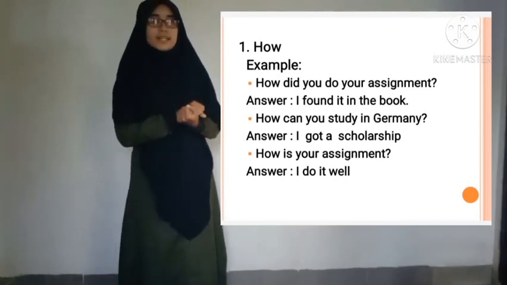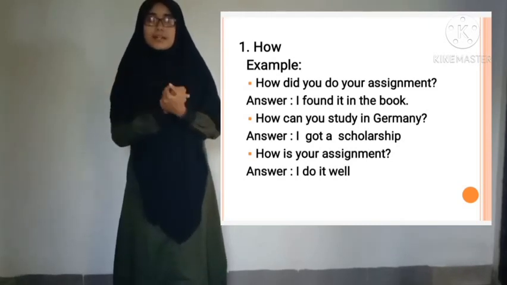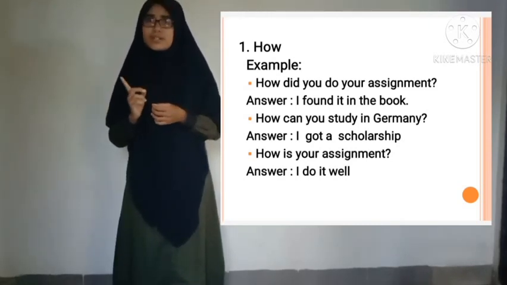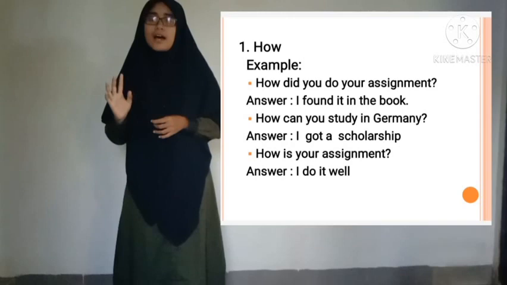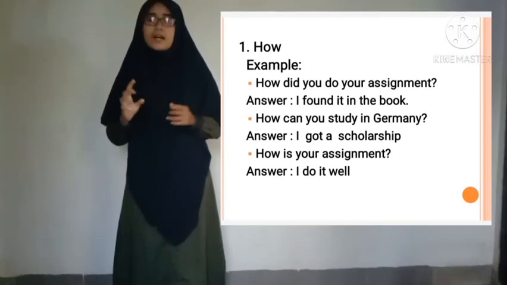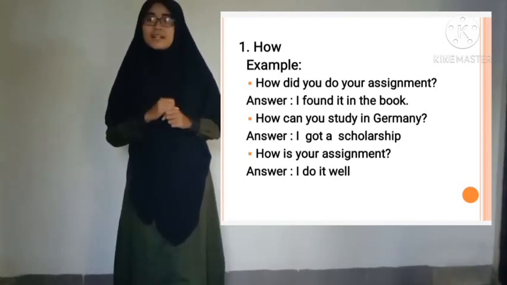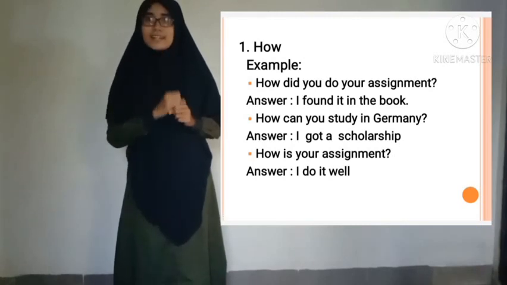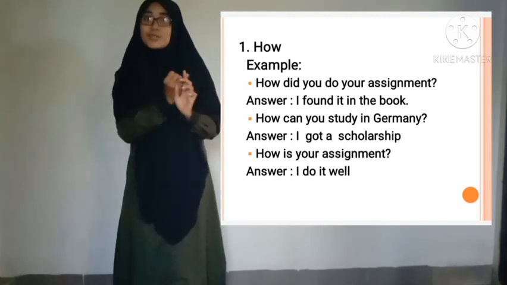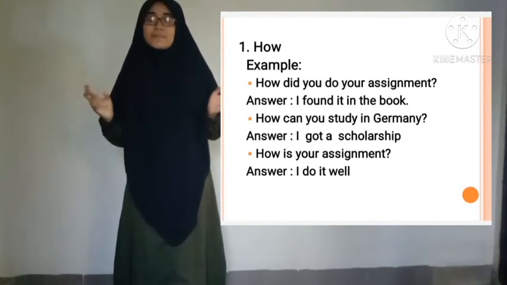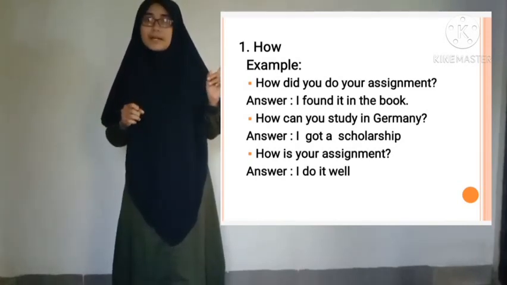Oke, contohnya di sini adalah how did you do your assignment? Okay, you can answer I found it in the book or etc. Oke, yang kedua, how can you study in German? You can answer I got a scholarship. Yang ketiga, how is your assignment? You can answer I do it well. Oke, di sini saya jelaskan how di sini dia sebagai WH-nya dan did di sini dia sebagai auxiliary verb-nya. Yang tadi yang saya sebutkan yang to do and etc. Dan di sini do di sini dia sebagai main verb-nya. Sedangkan your assignment di sini sebagai pelengkapnya.